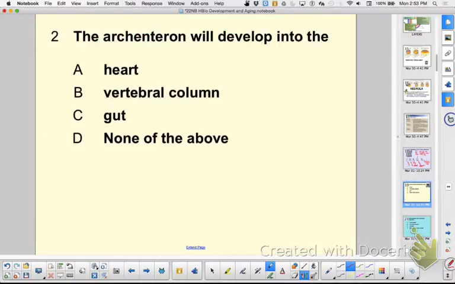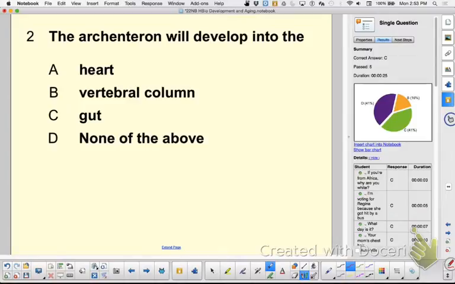Yeah, because what did some people say? They said vertebral column. What becomes a vertebral column? Notochord. Okay, and then some of you said none of the above. Okay, just wrong. Good job.